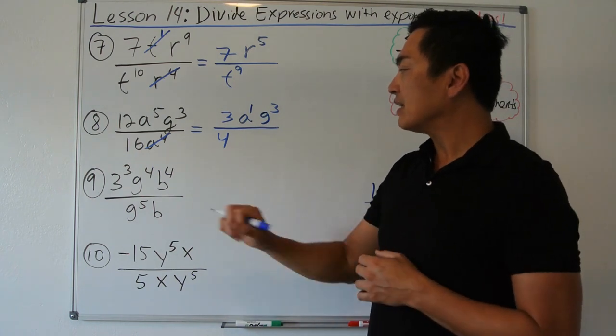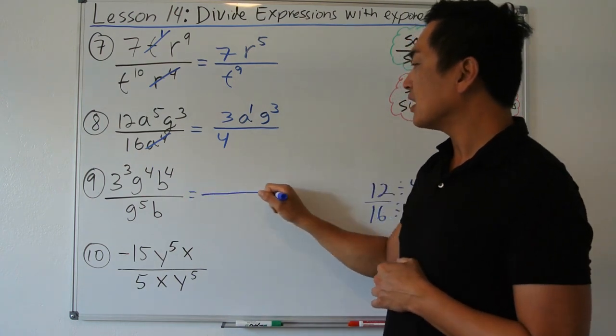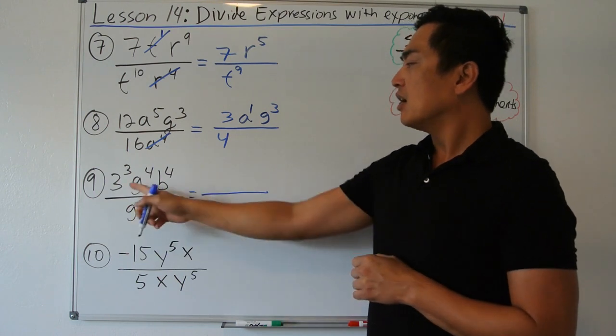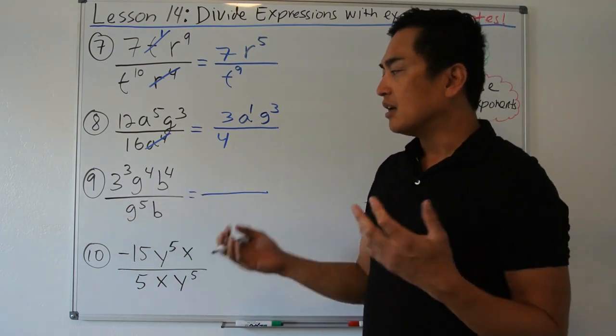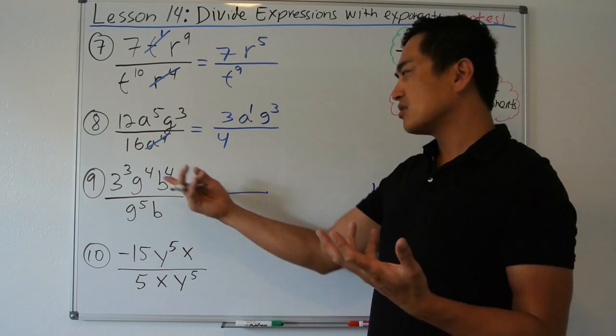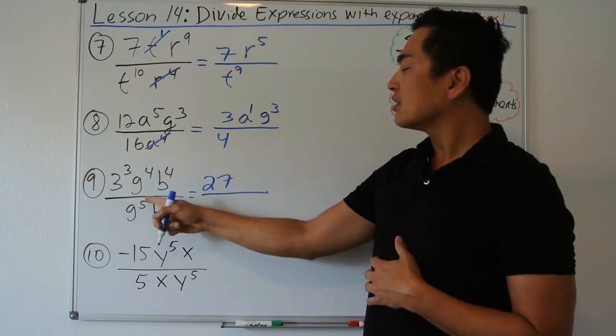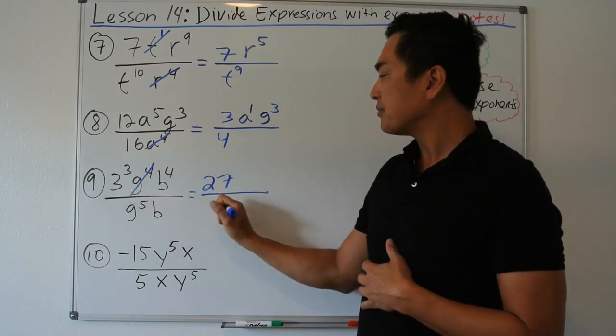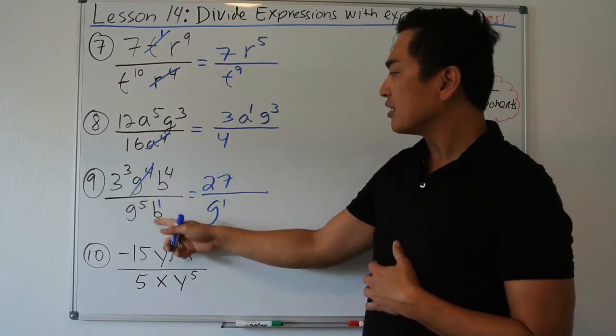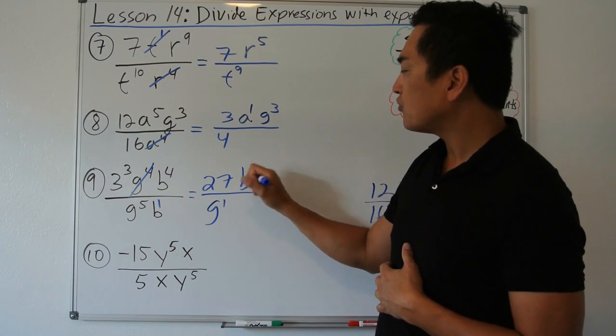Alright, let's go to number 9, fraction line first, makes things easier. I get 3 to the 3rd. There's no other 3 to subtract, so just do 3 to the 3rd, which is 27. So 3 to the 3rd is 27. There's more G on the bottom. Put a 1 there, there's more B on top, B to the 3rd power.